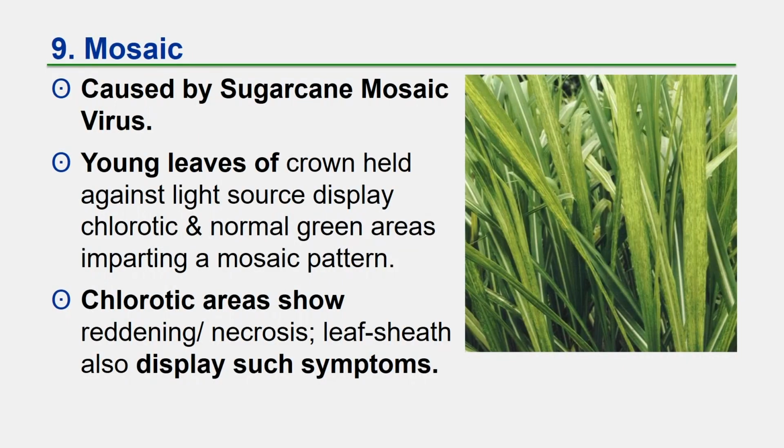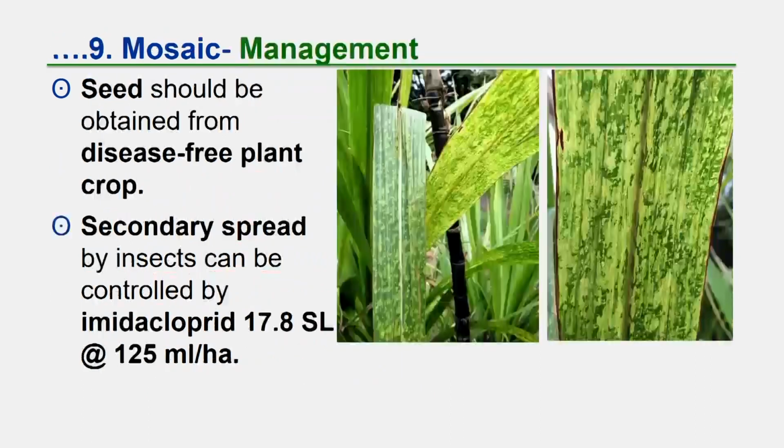Mosaic, caused by sugarcane mosaic virus. Young leaves of the crown held against a light source display chlorotic and normal green areas, imparting a mosaic pattern. You can see on the right side picture, this is the mosaic pattern. Somewhere you will find yellowness, somewhere greenness. This kind of mixing of yellow and green color is called mosaic symptom. Chlorotic areas show reddening or necrosis. Leaf sheath also displays such symptoms.